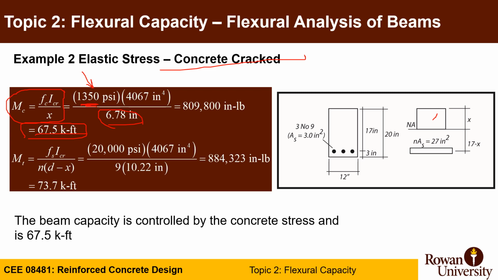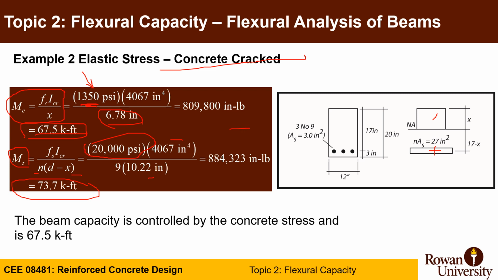If you go to the other side, the tension side, the problem gives you the stress as 20,000 psi. So the rearranged equation, fs times I crack divided by n times (d minus x), will be your moment at the tension side. If you plug in the numbers, n equals 9, d minus x is 17 minus 6.78, which is 10.22, and I crack was calculated earlier as 4,167 inch to the power 4, and the stress given was 20,000 psi. This gives you a moment of 73.7 kip-feet.